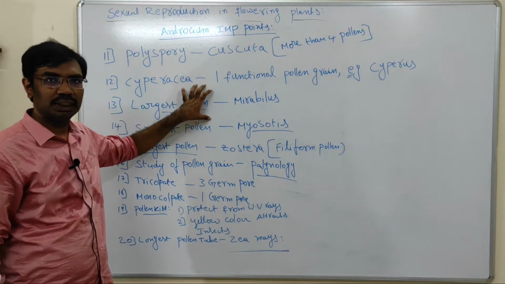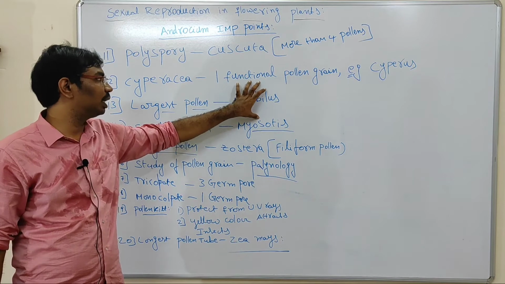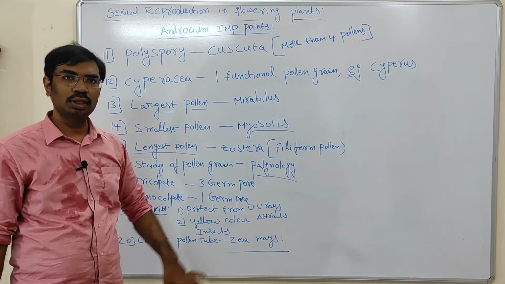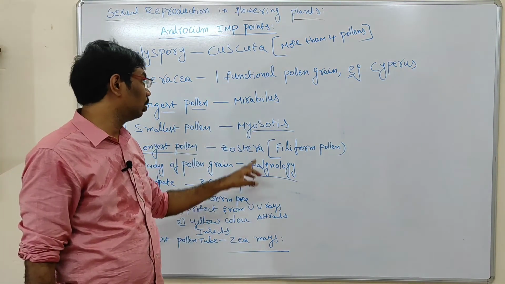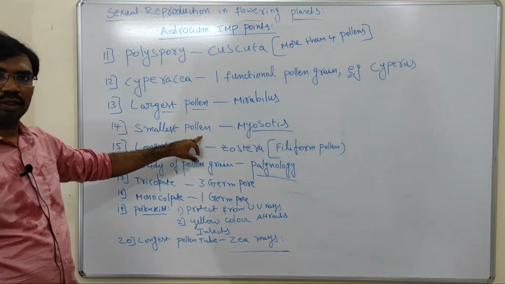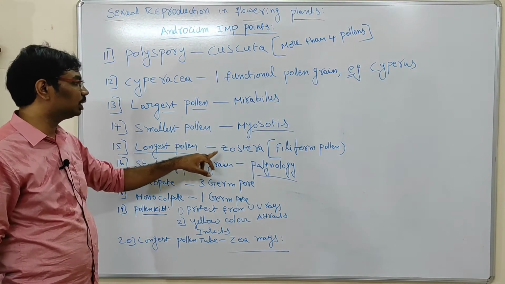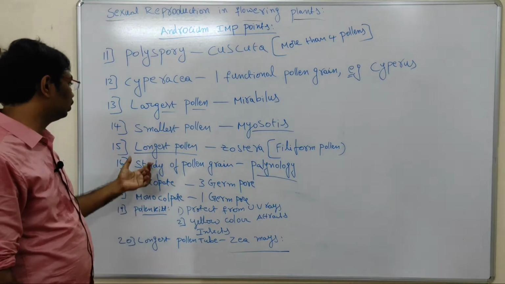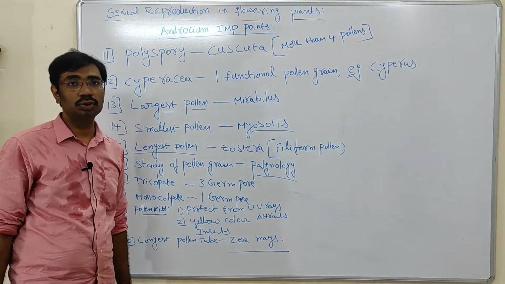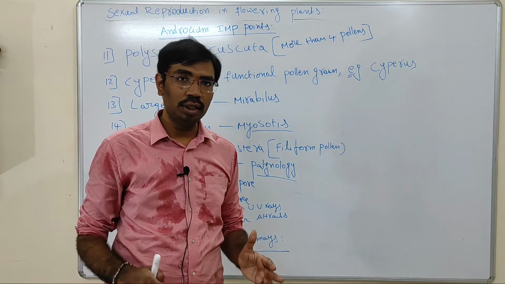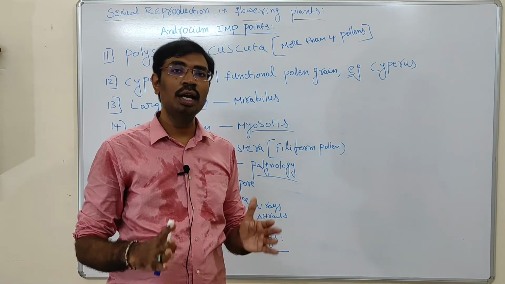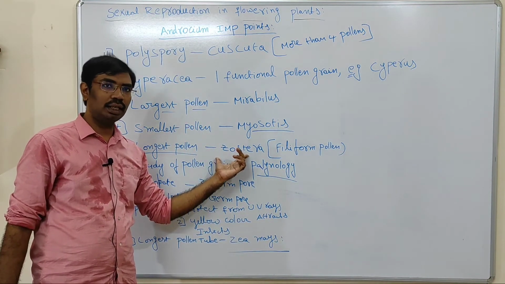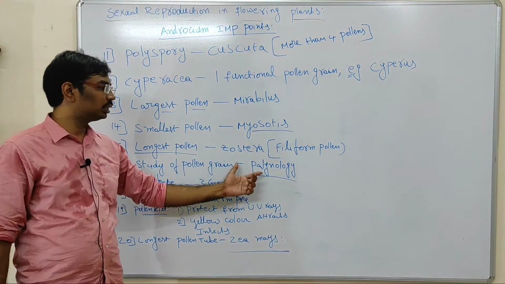Then the largest pollen grain is present in the Mirabilis plant, and the smallest pollen is present in Myosotis. The Myosotis plant contains the smallest pollen. And the longest pollen is present in Zostera, otherwise filiform pollen. Zostera you already studied. Where did you study about Zostera? Zostera is an example for hypohydrophily. It is also called marine grass.